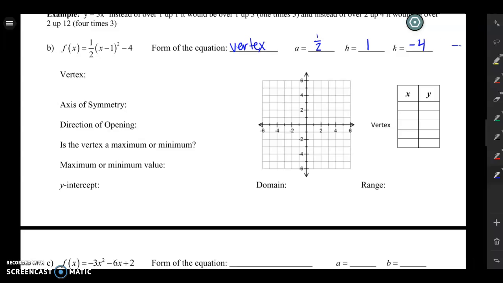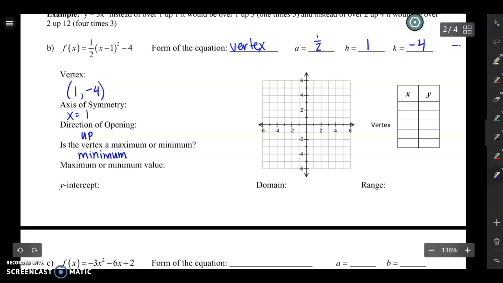Now your vertex is really easy to find. When you're in vertex form, it's just going to be your h value and your k value. So 1, -4. Your axis of symmetry is just always x equals the x coordinate of your vertex. Your direction of opening, whenever a is positive, which in this case it is, your graph opens up. Whenever you're opening up, it means that your vertex is going to be a minimum value, or minimum. It's going to be the smallest that your graph is going to be. And then the minimum value is the y coordinate of your vertex, so -4.